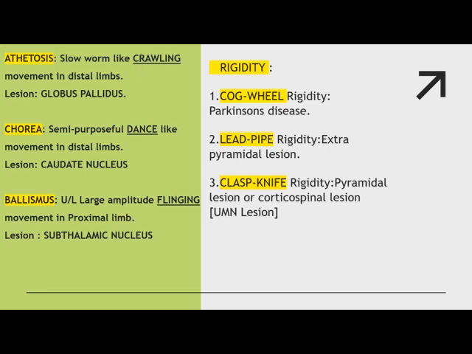Hemiballismus and ballismus are the terminology. In this, there are high amplitude flinging movements in the proximal limb. The lesion is in the subthalamic nucleus.